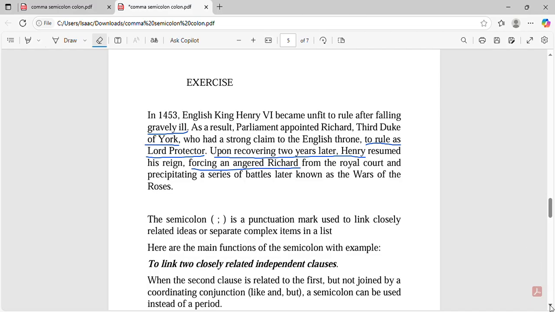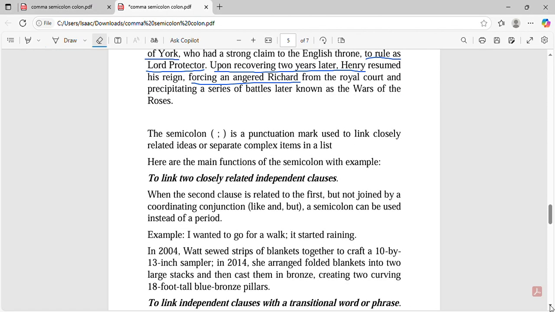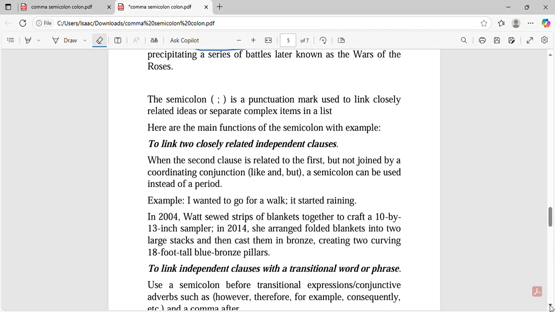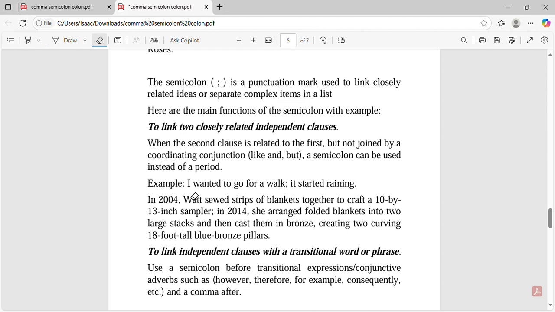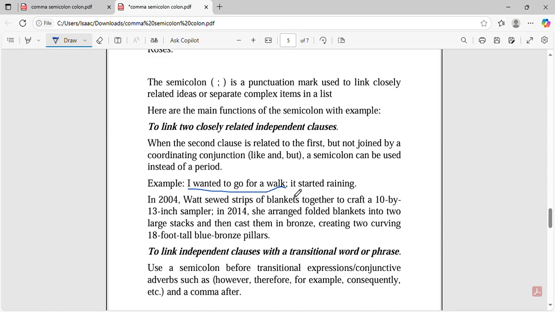Let's look at examples. Here we are. You have, I wanted to go for a walk. It started raining. So these are two independent clauses, and instead of using a coordinating conjunction, you can simply use a semicolon to connect these independent clauses. Remember, it has to be independent clauses.